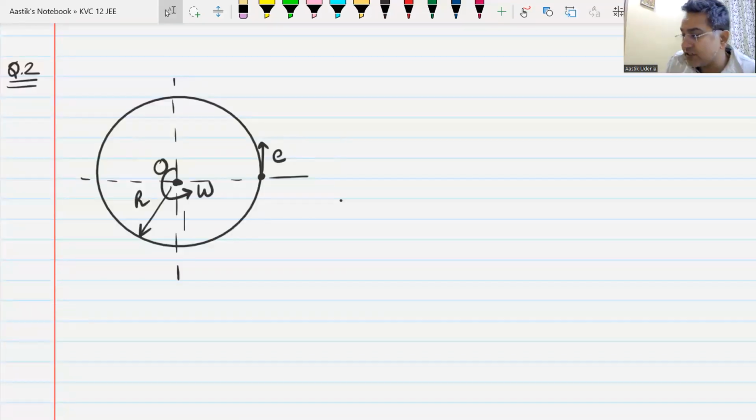An electron of charge E is moving in a circular orbit. Hydrogen atom, Bohr's orbit, modern physics, structure of atom. With a constant angular velocity omega, what is the magnetic field at the center of the coil? Center of the circle. What is the magnetic field at the center of the circle? Electron is moving with a constant angular velocity omega. The radius of the circle is r. I'll give you 2 minutes to give me the answer.